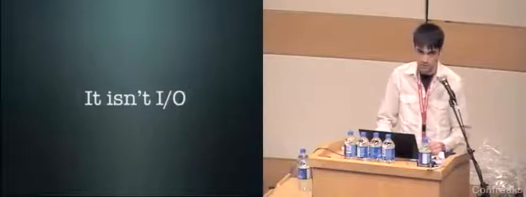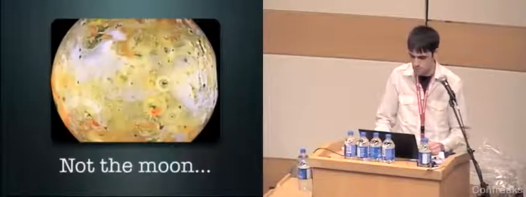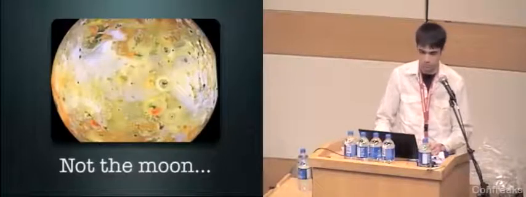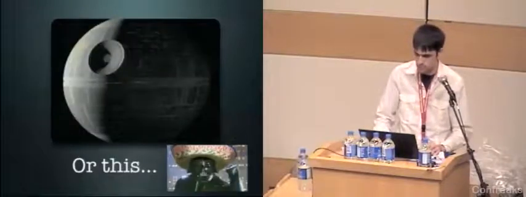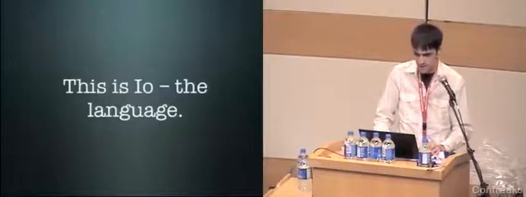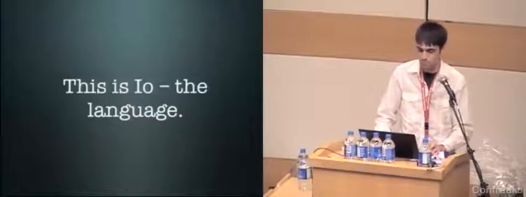Well, I'm not talking about input-output. Not talking about the moon orbiting around Jupiter, or this. I'm talking about a programming language. So here is hello world in Io. You take a string, and I'm telling it to print itself out.